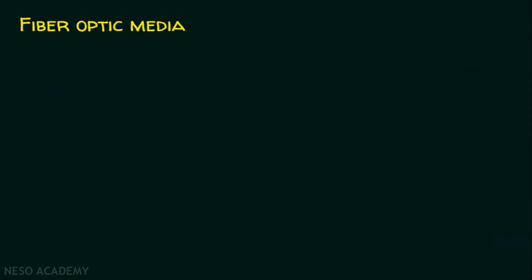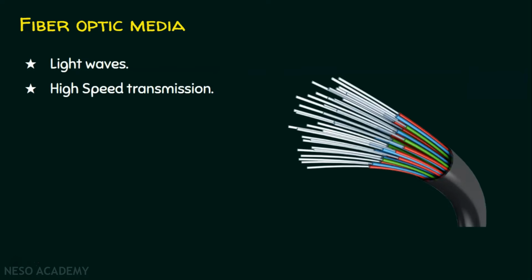In Ethernet cable, we know the data transmission takes place in the form of electrical signals, whereas in the fiber optic media, the data transmission takes place in the form of light waves. Since light is the fastest, fiber optic cable is also the fastest mode of transmission. Fiber optic media has a high-speed transmission because the data are carried in the cable in the form of light waves.